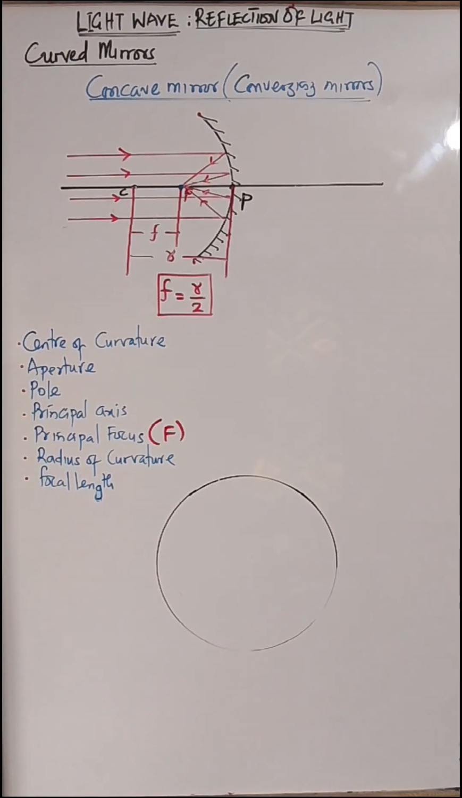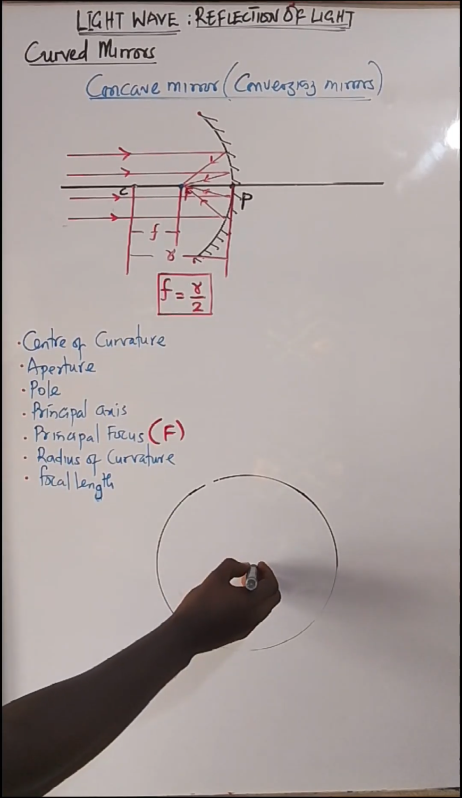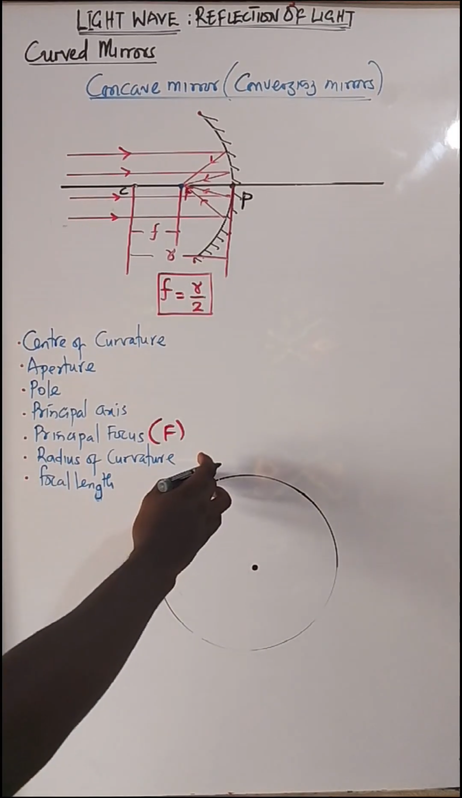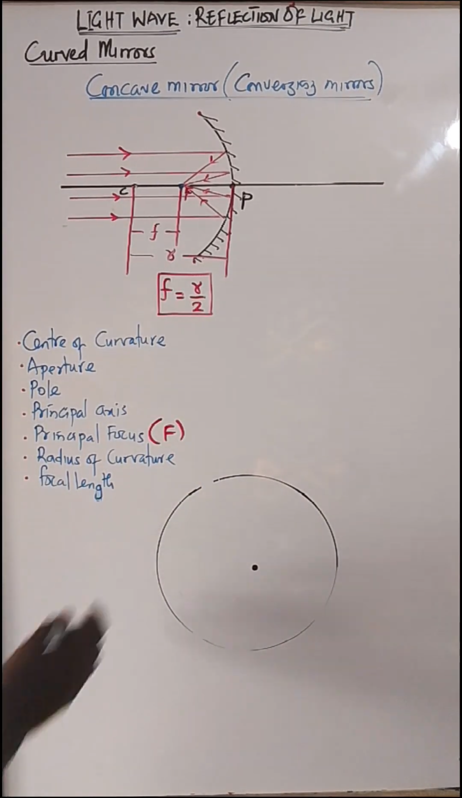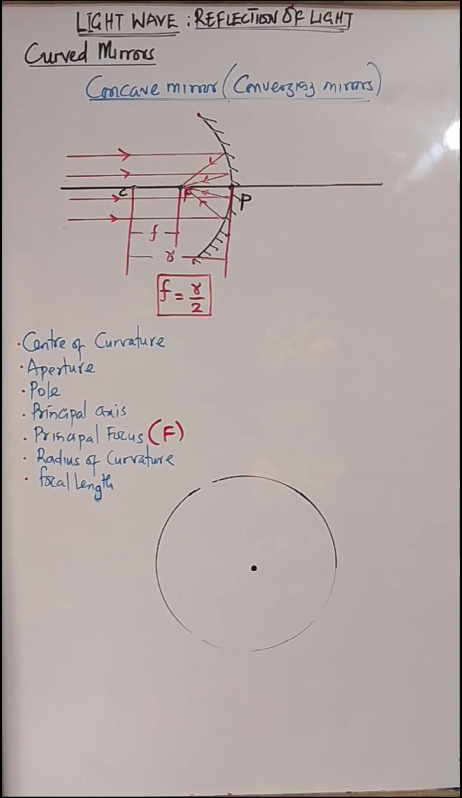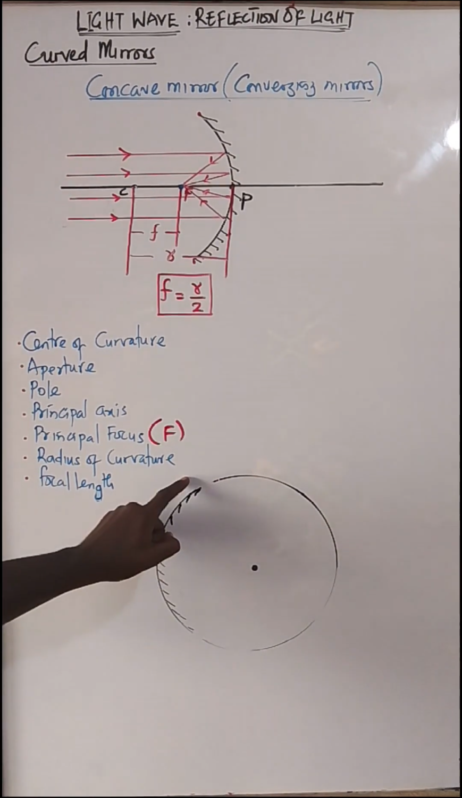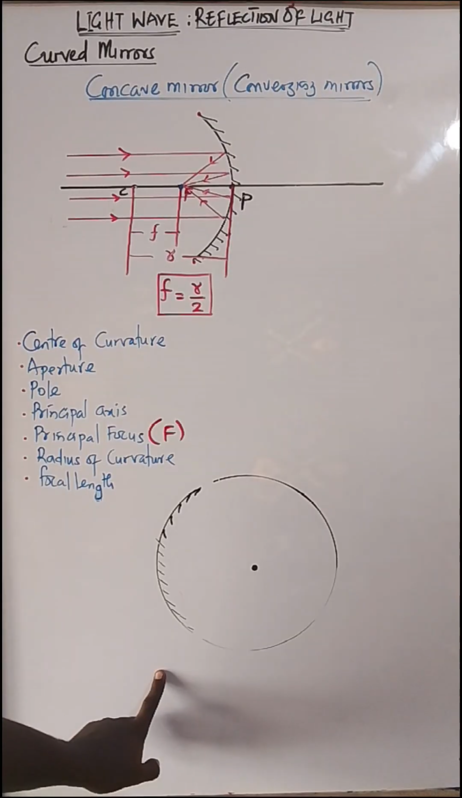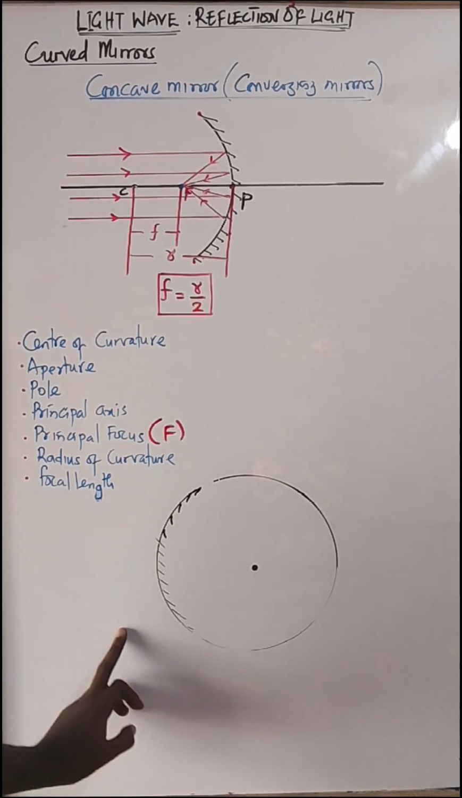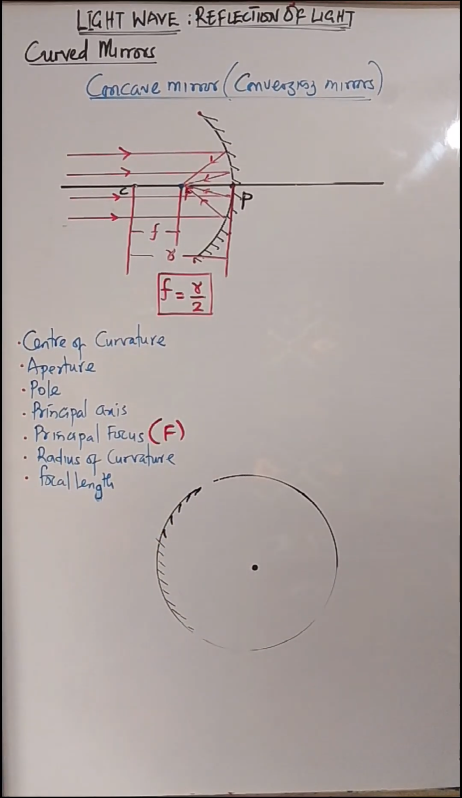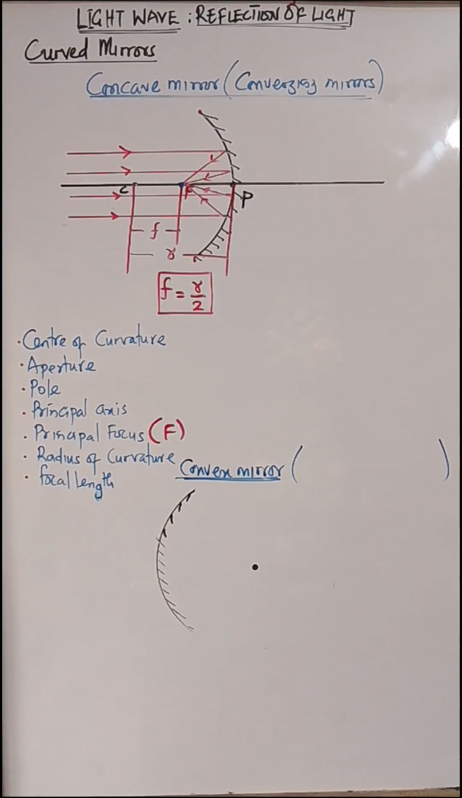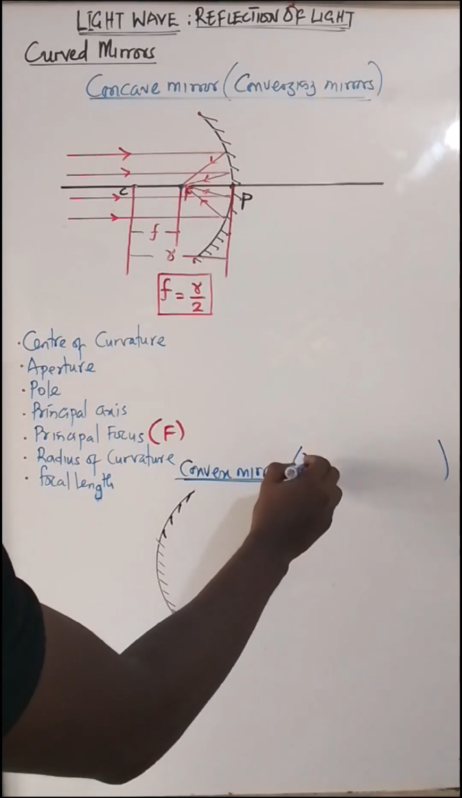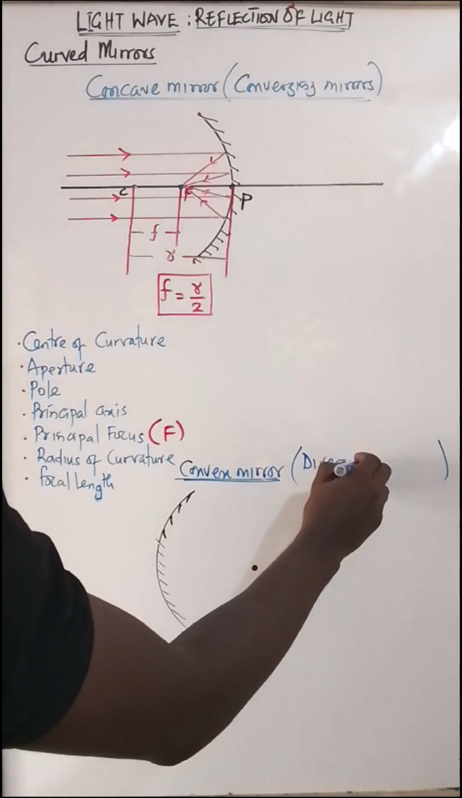Now let's do something different. Let's take a part of this sphere. So this is the center. But instead of coating the inner part, let's coat the external part. If we cut the inner part, the external part becomes the reflecting surface. So this external part is convex. So this is a convex mirror, and it's also called a diverging mirror.